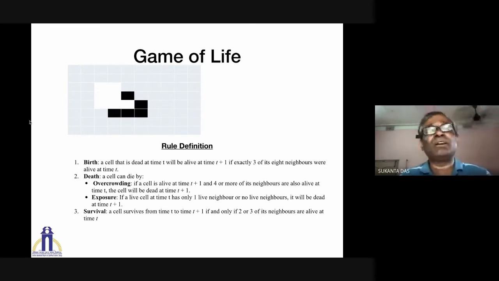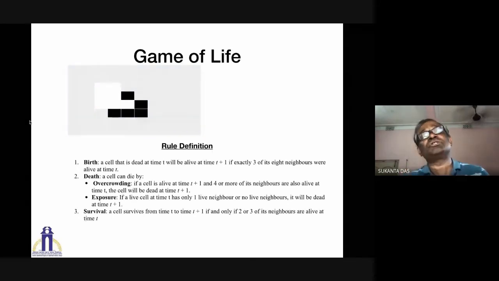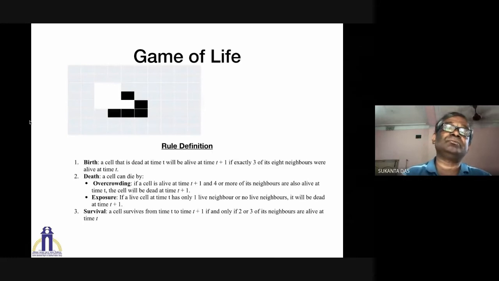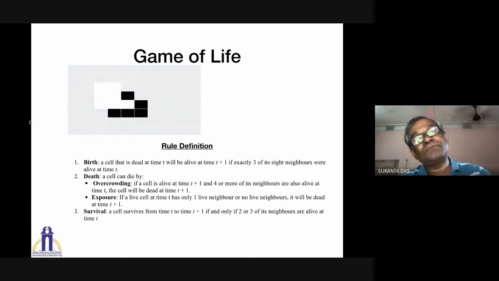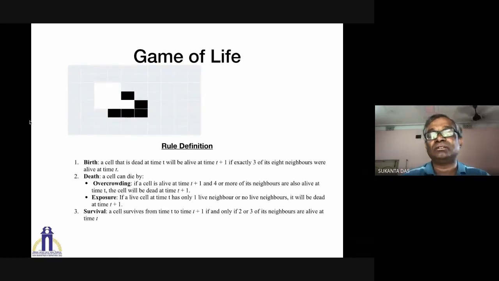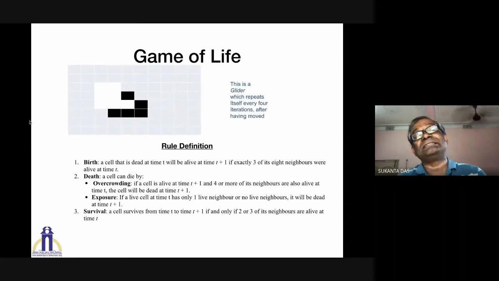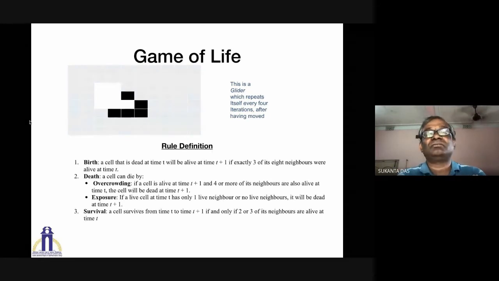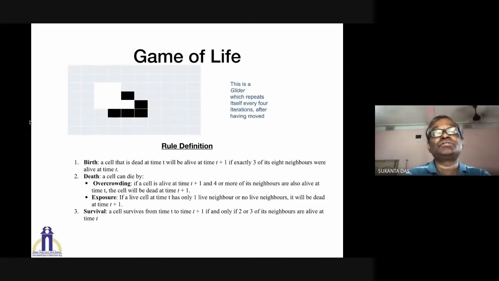And one interesting point you can note here: initially the automaton has only 5 alive cells, and in the whole evolution 5 cells remain alive. Although you have a rule of death and some have died, the number of live cells is conserved. This is a glider, which repeats itself every 4 iterations, as I have shown you. So this is your home task. Please do it by hand.